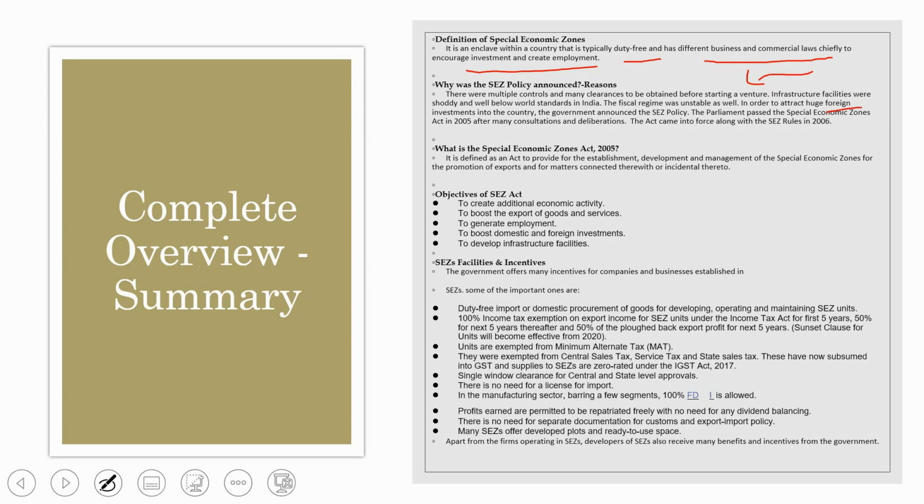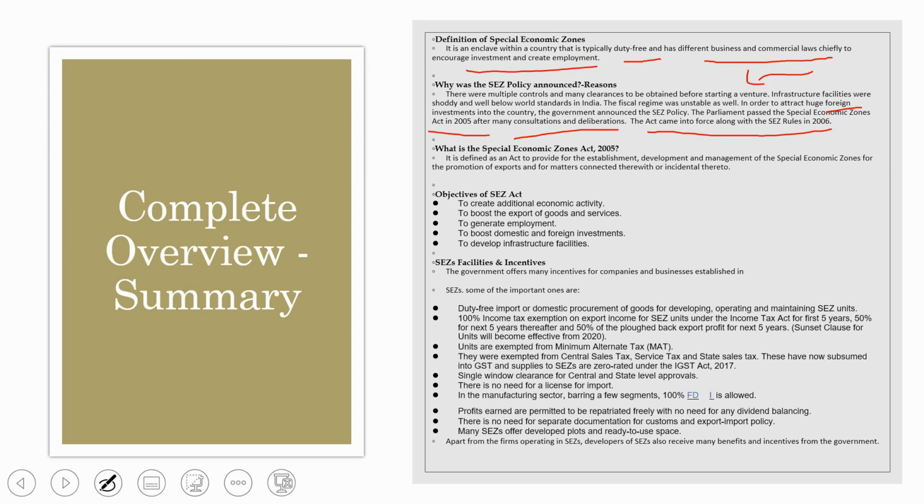So the Parliament passed the Special Economic Zones Act in 2005, after many consultations and deliberations. Okay, so lots of things happened in this. Like in India, land acquisition is still a very tough process. So all these will be done in one paper. Like the forest zone, is it coming in the environmental zone, are you having an impact on the environment? So all the papers will be cleared by one window clearance. Overall it will be called one window clearance. The act came into force along with the SEZ rules in 2006.